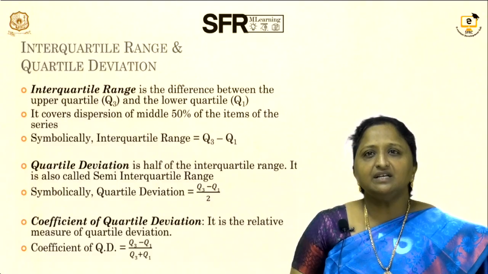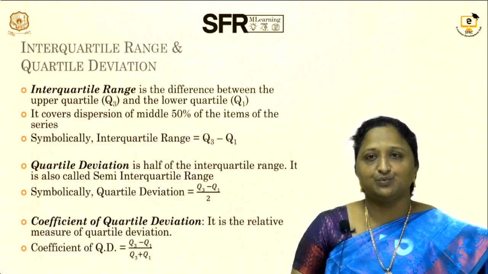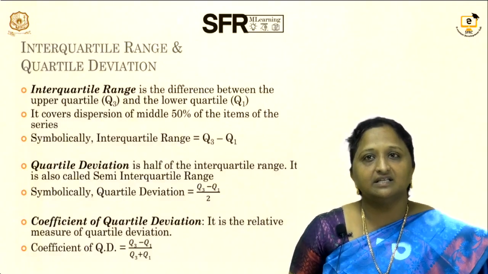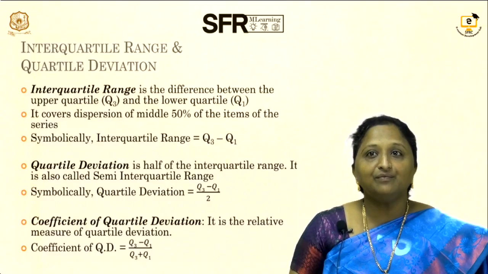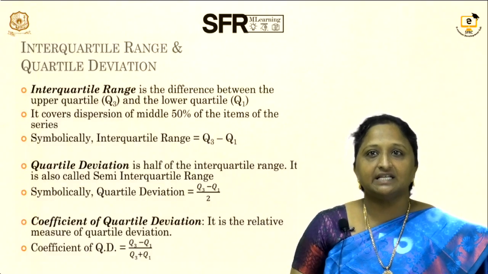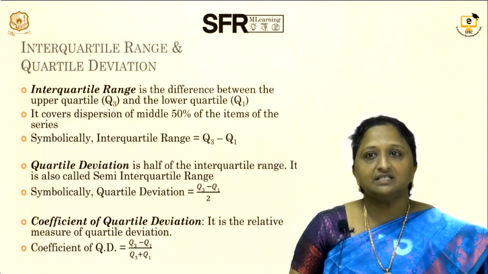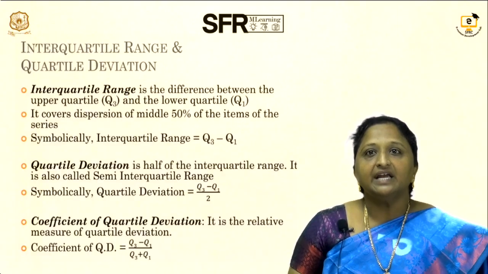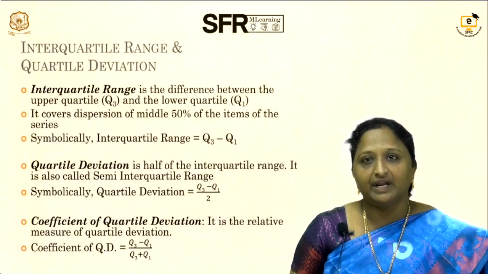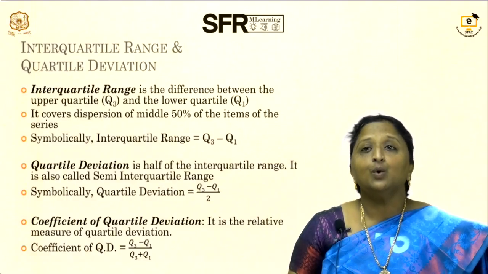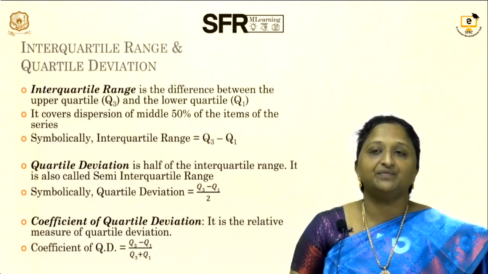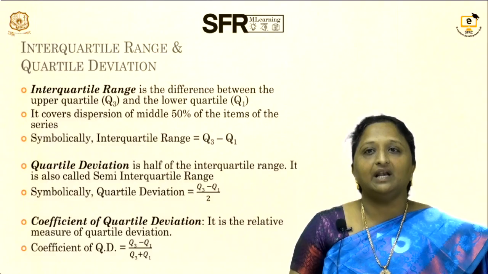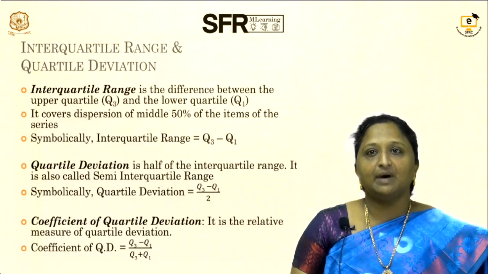Next we are going to check the interquartile range and the quartile deviation. First one is the interquartile range. It is the difference between the upper quartile and the lower quartile in the series. It covers the dispersion of the middle 50% of the items of the series. Symbolically, the interquartile range is Q3 minus Q1. Quartile deviation is half of the interquartile range. It is also called the semi-interquartile range. Symbolically, quartile deviation is Q3 minus Q1 by 2. The coefficient of quartile deviation is the relative measure of quartile deviation, calculated as Q3 minus Q1 by Q3 plus Q1.